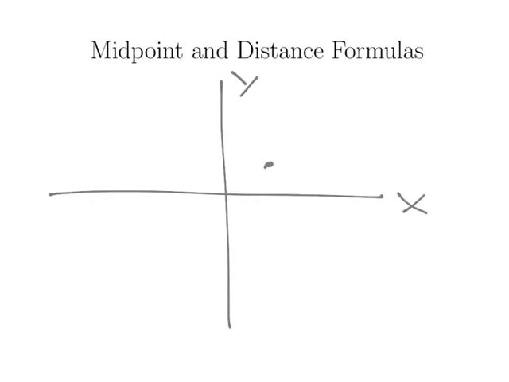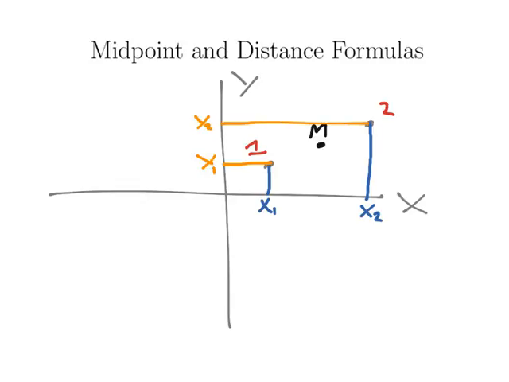I'll draw the 2 points here so that I can be more clear. So let's call this first one point 1 and the second one point 2. And we want to find a point in the middle, M. So point 1 has some x value, let's say x1, and point 2 has some x value, x sub 2. They also both have y values. Here we have y sub 1, and here we have y sub 2.